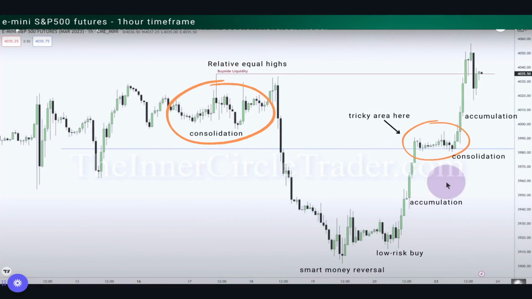The first thing that we can notice is the relative equal highs, where we see the buy-side liquidity. Underneath it, and as those relative equal highs were forming, we have consolidation. Then the price goes lower. There is a smart money reversal, a low-risk buy, accumulation, again, consolidation in an area that ICT tells us it's quite tricky. And again, accumulation that brings the price to go higher than the relative equal highs formed before.